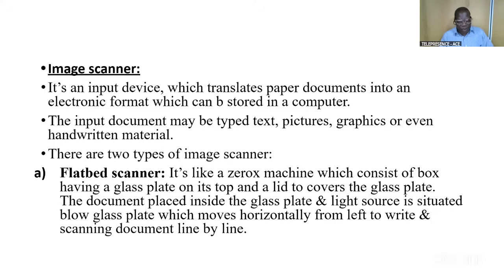Flatbed scanner. It's like a Xerox machine, which consists of a box having a glass plate on the top, and a lid to cover the glass plate. The document is placed on the glass plate, and a light source is situated below the glass plate, which moves horizontally from left to right and scans documents line by line.